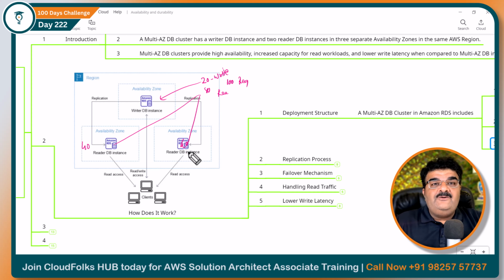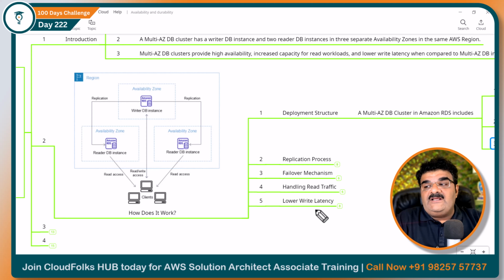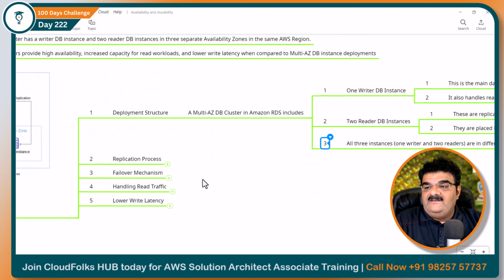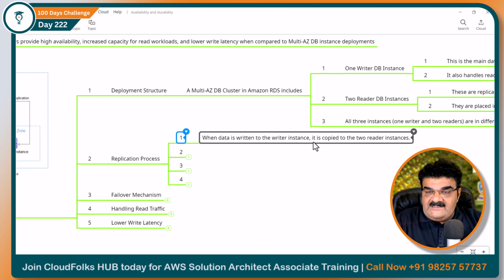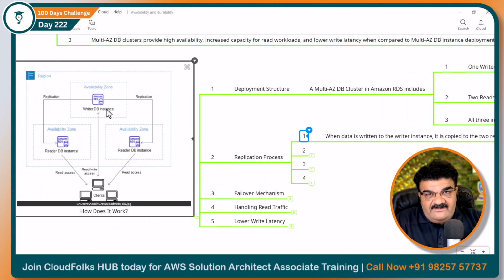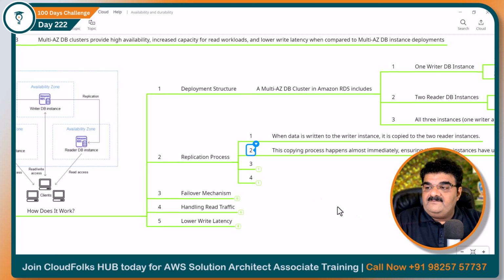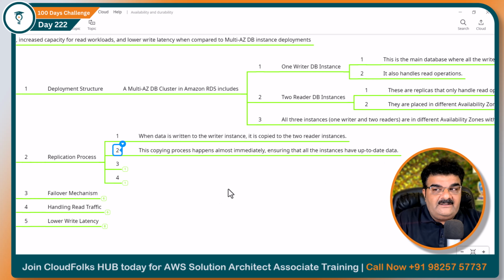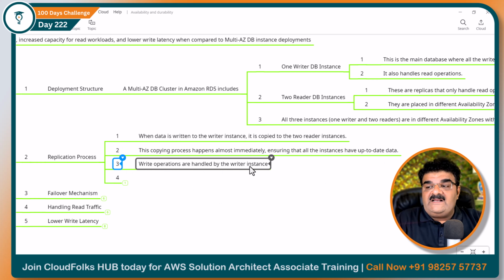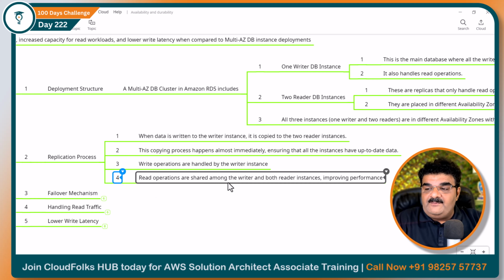And this will provide you better performance compared to multi-AZ, because in the multi-AZ, you don't have any performance benefit, right? Now, replication process. When data is written to the writer instance, it is copied to the 2 reader instances. Because here we have the writer, all the data will be stored over here, then the data will be replicated in real time to the reader instances. This copying process happens almost immediately, ensuring that all the instances have up-to-date data. Write operations are handled by only the writer instance. Read operations are shared among the writer and both reader instances to improve the performance.